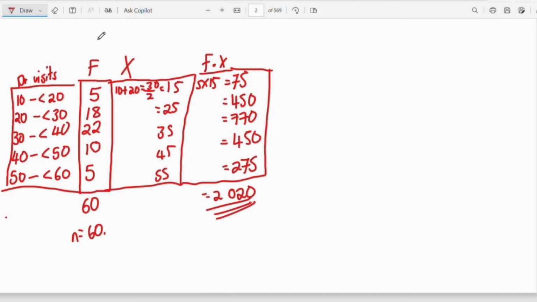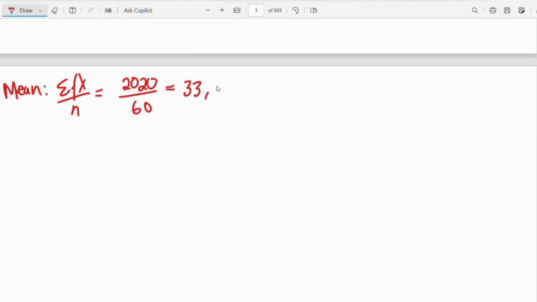Right? So now we can summarize our mean and say that the mean is the sum of fx divided by n. This is 2020 divided by 60. Remember, we are dividing by n. So this will be 33.67.